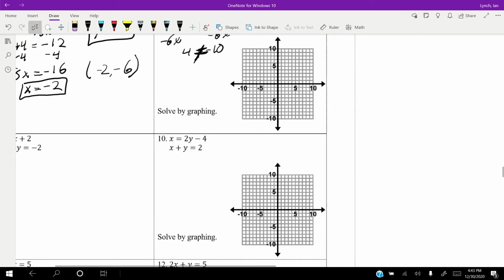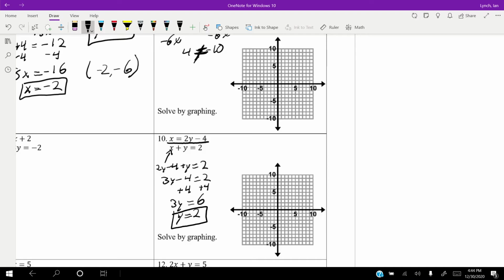Let's do this graphing one right here. This will be easier. So now we're given x equals 2y minus 4. So where I see an x here, I'm plugging in 2y minus 4. So we get 2y minus 4 plus y equals 2. 2y plus y is 3y minus 4 equals 2. Let's get rid of this -4. So we're going to add 4 to both sides. 3y equals 6, which means y is equal to 2. 2, get it? Sorry.